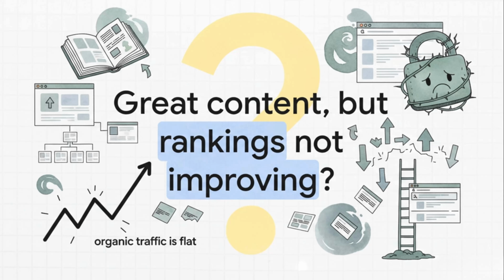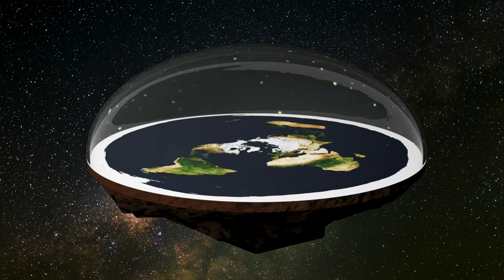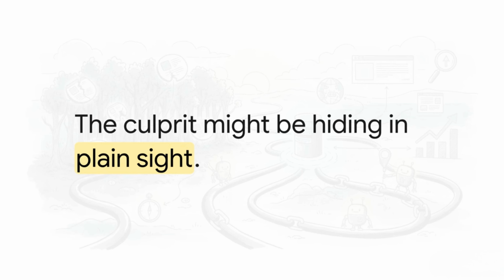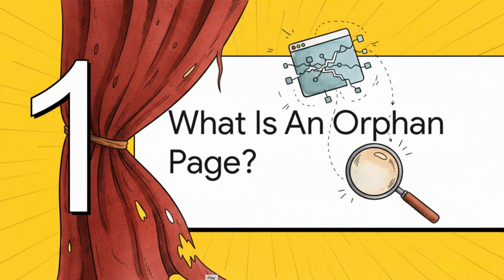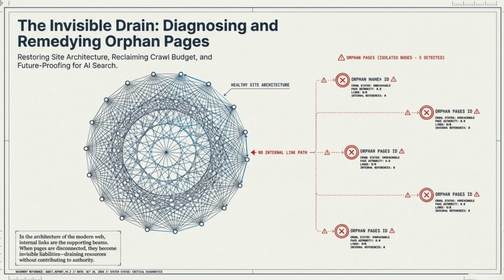You're pushing out awesome content piece after piece, but your organic traffic, it's just flat. Something is silently sabotaging your hard work. And the culprit can be very basic, like orphan pages. What exactly is an orphan page?